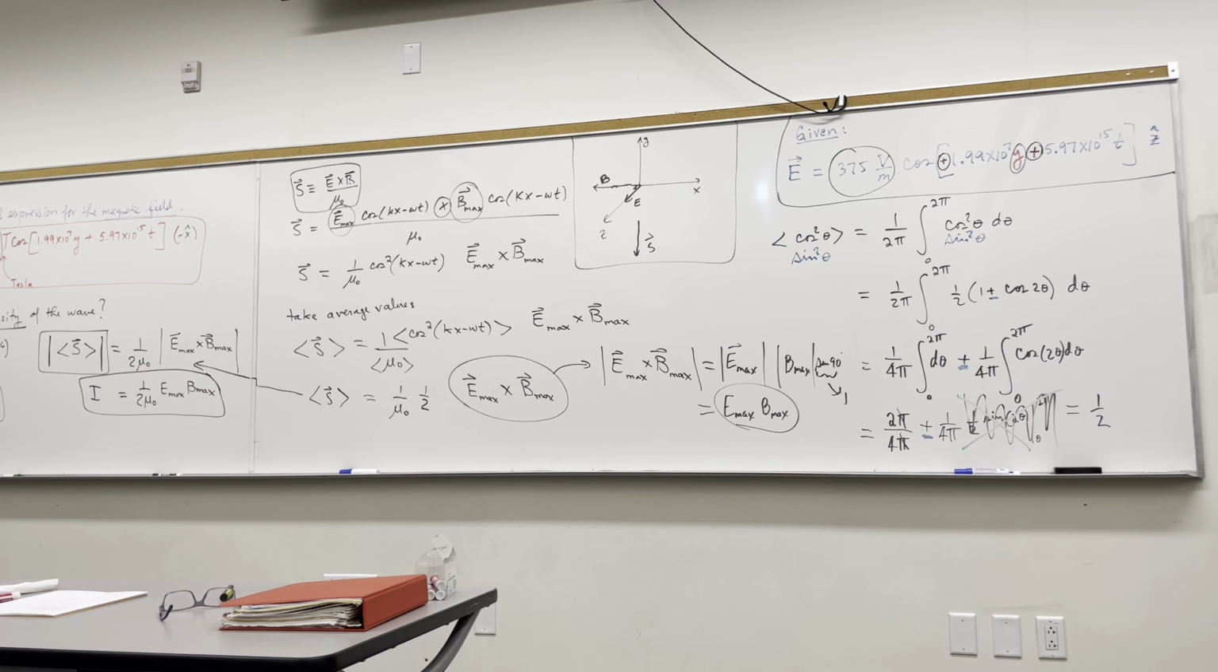If it was going through something that wasn't a vacuum, would C be different? If this is in water, then this would be the speed of light in water, which is different. And you learn to calculate that. It's very simple in physics 285.